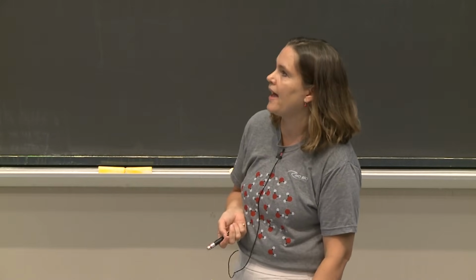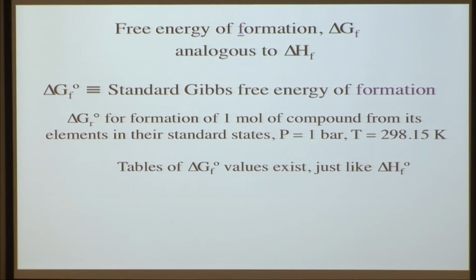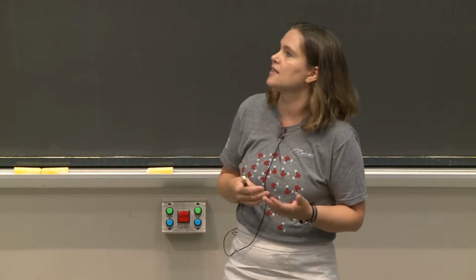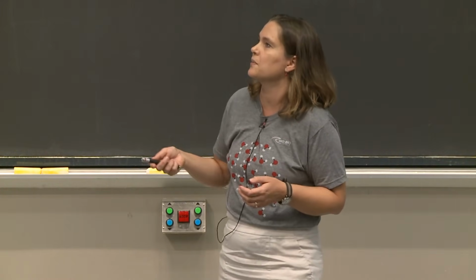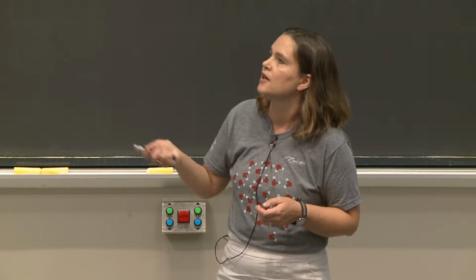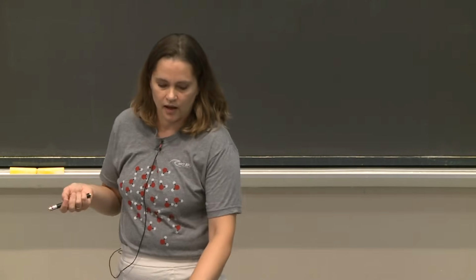So your book in the back, if you haven't explored the back of your book, is lots of tables of things, including information about delta G's and delta H's and bond enthalpies and all sorts of other things. Redox potentials we haven't talked about yet, lots of tables. So you can look this up.